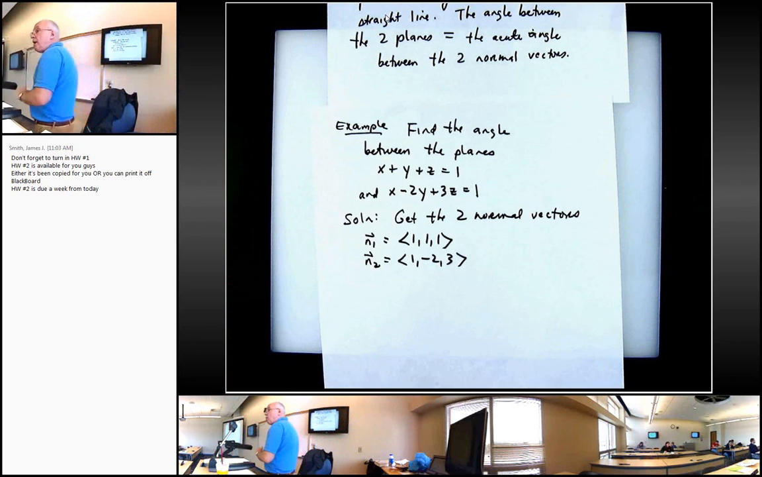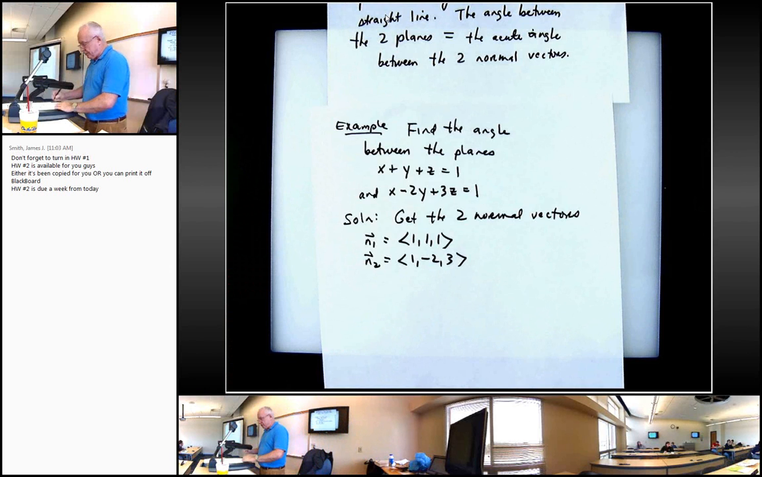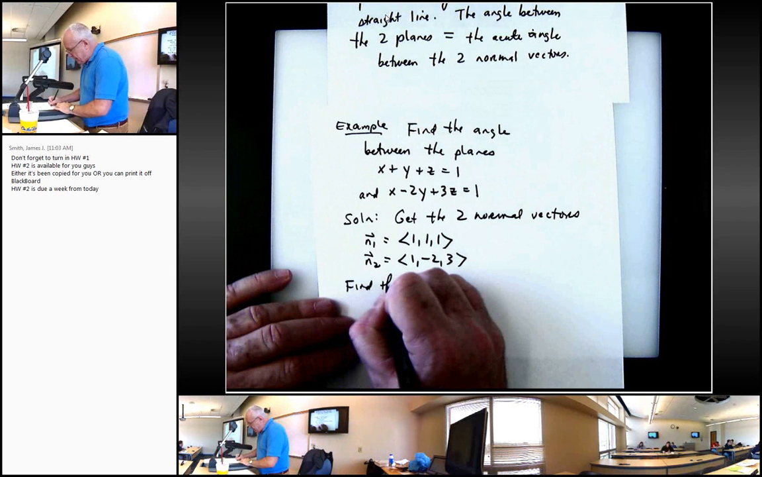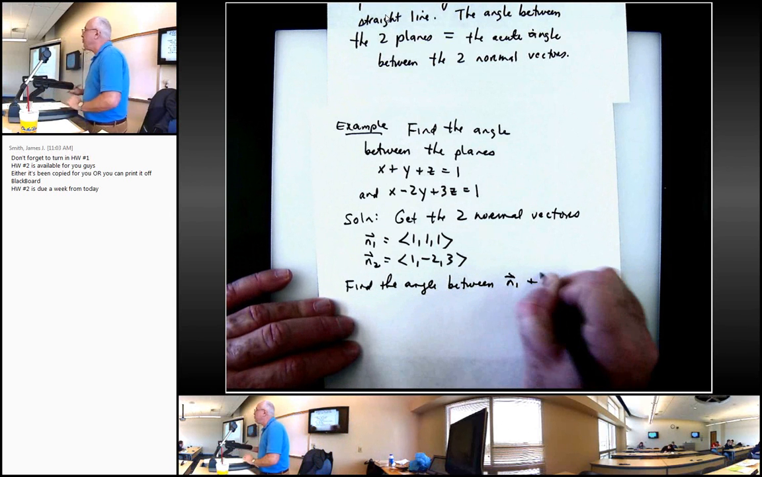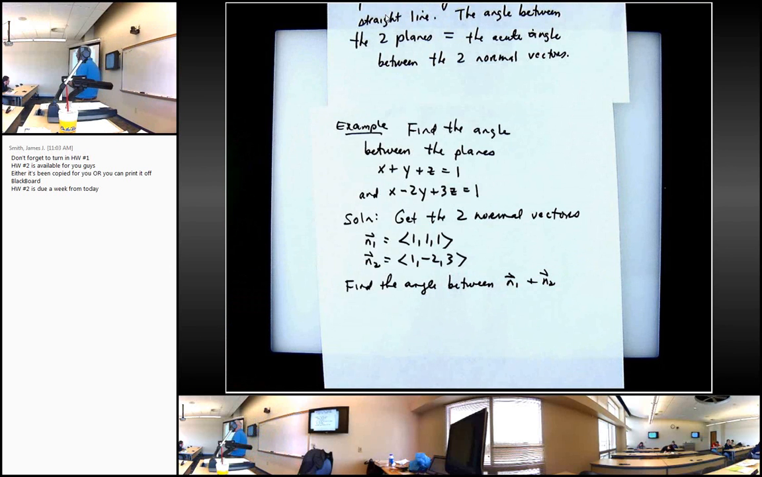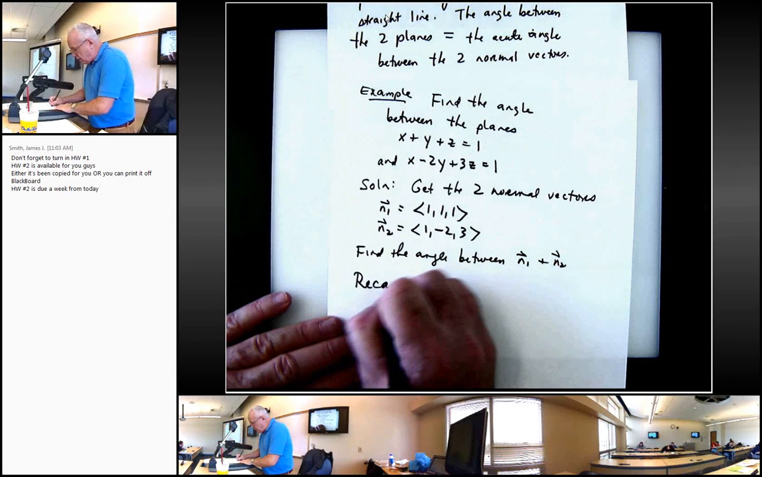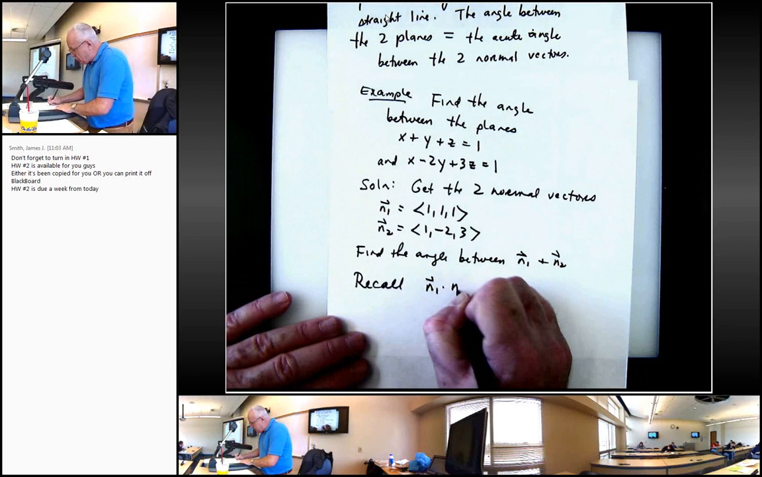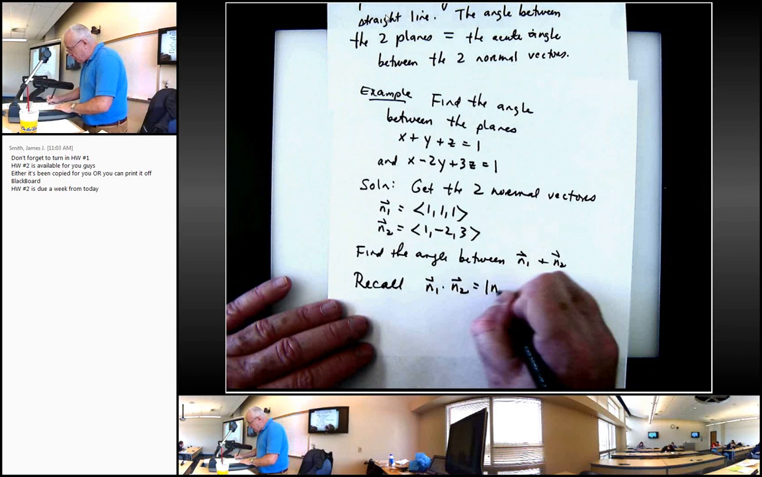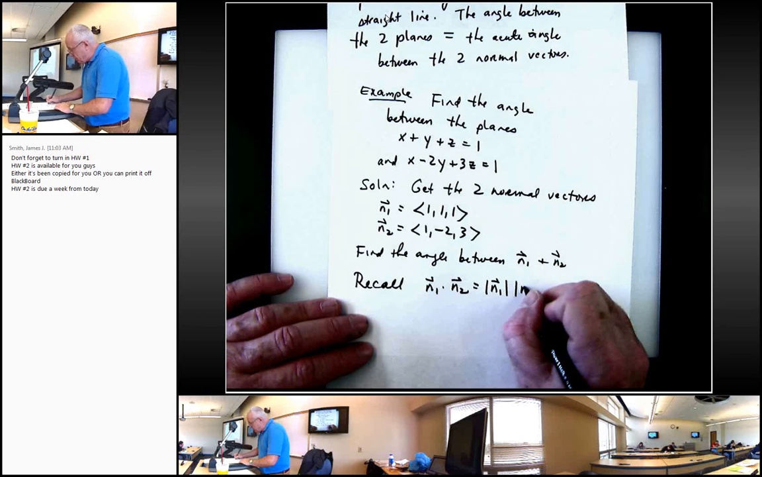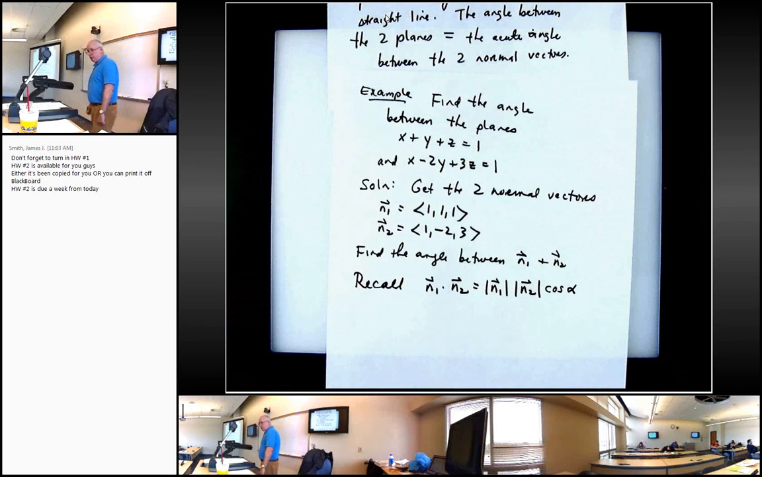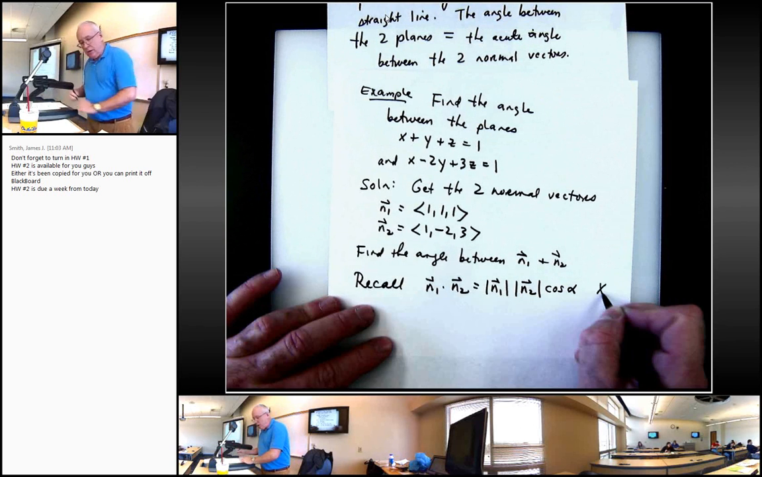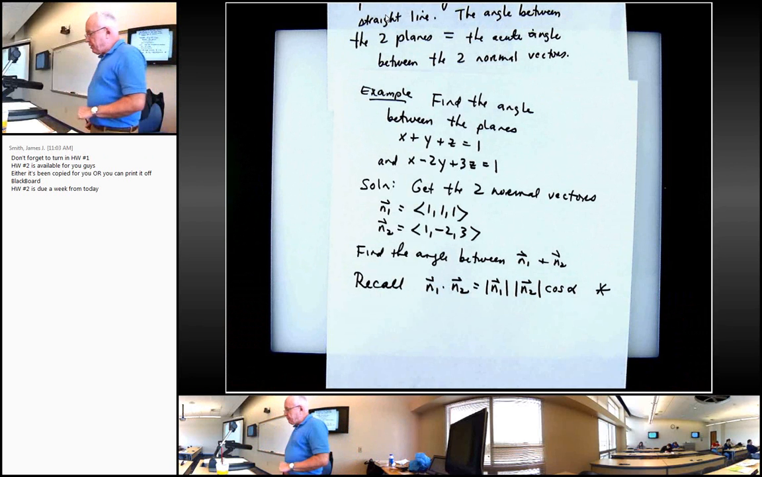Okay, so now we have to find the angle between these two vectors, n1 and n2. So here's where that little dot product formula comes into play. Recall: n1 dot n2 is equal to the magnitude of n1 times the magnitude of n2 times the cosine of the angle between the two vectors. This is a formula we all need to remember. So let's figure this out then.